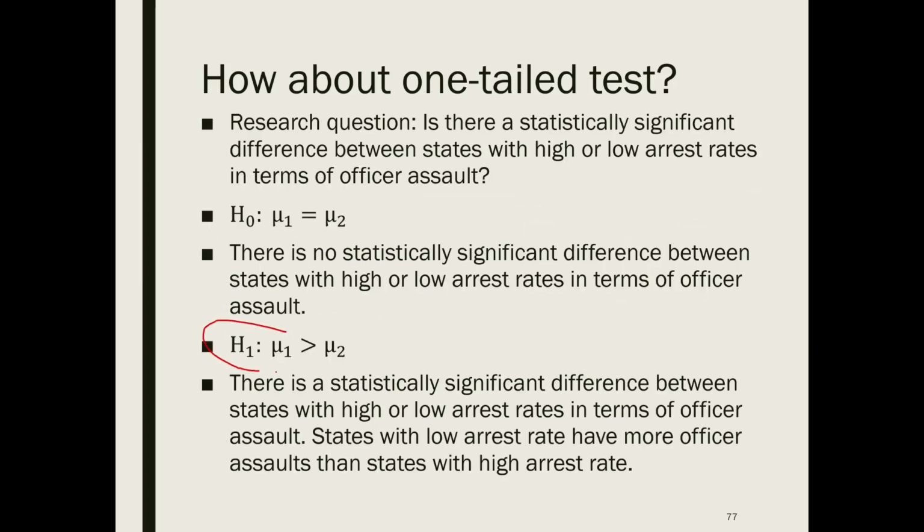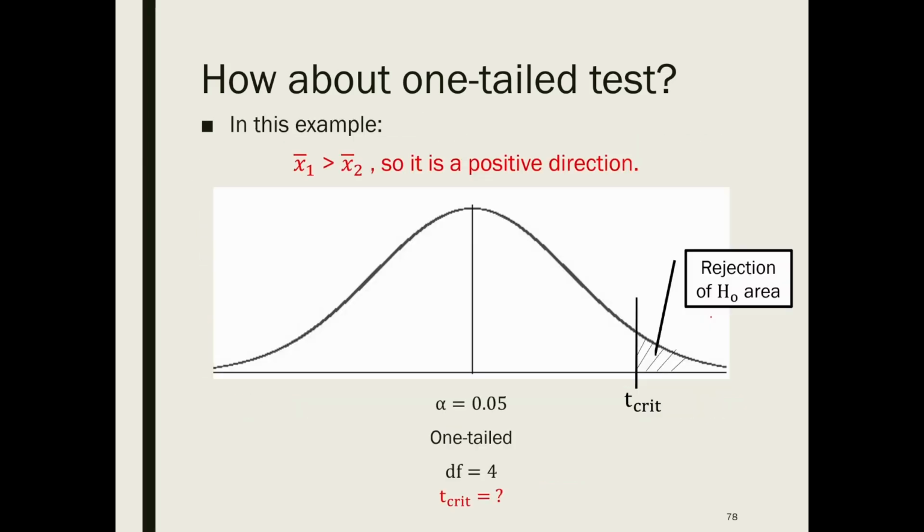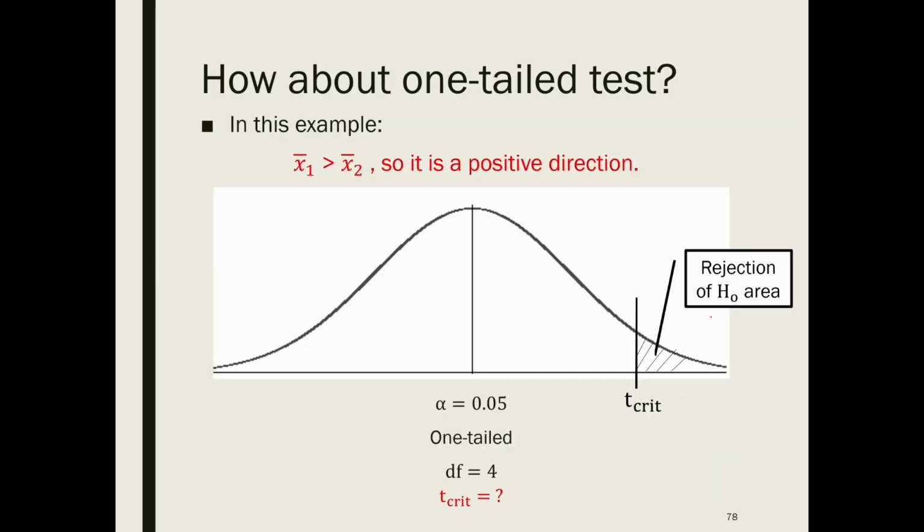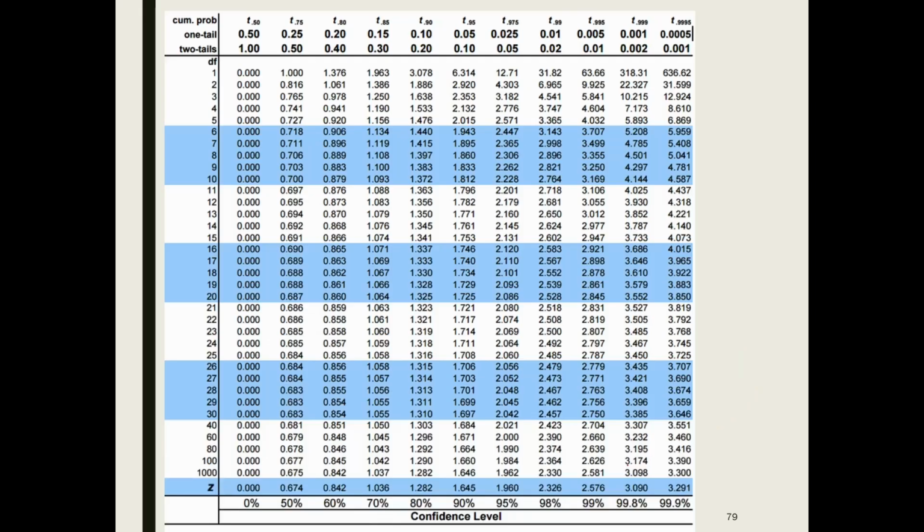Everything else is the same, but the alternative hypothesis is different. There is a statistically significant difference, in that states with a low arrest rate have more officer assaults than states with a high arrest rate. This is a good guess based on the data we saw previously. So what changes here is that we're making a larger, bigger, more guess. The positive side is going to be on the right side, and we also use a one-tailed test, so the critical value will be a little bit different.